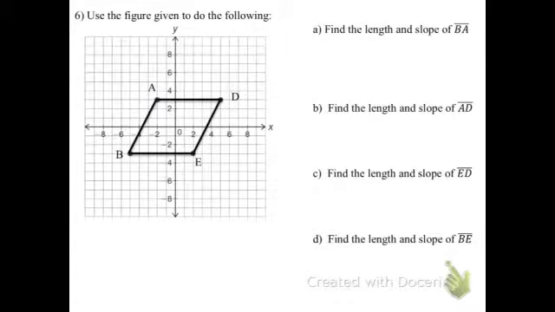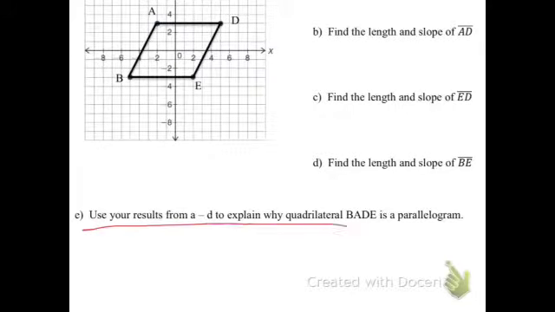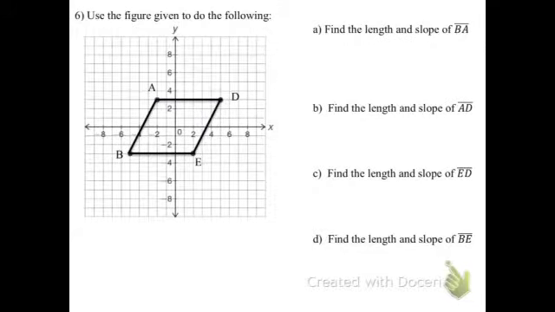Alright, moving on to the back side of our Walkaway 9 review for the honors classes. Here, you need to take this shape and do all sorts of things to it, and you're supposed to end up with this explanation as to why that quadrilateral is a parallelogram. So anyway, you're supposed to get the length and slope of each side, and so I'm just going to make a few observations here.